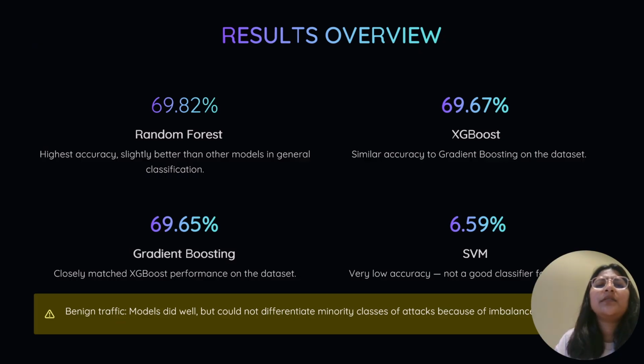So the research results demonstrate that random forest had the best accuracy of 69.82%. Hence, it is the best among all models. The XGBoost and gradient boosting also had similar performances with 69.67% and 69.65% accuracies respectively. The support vector machine, however, was very poor with an accuracy of 6.59%.